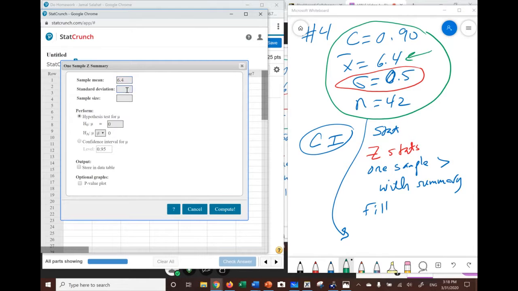And the standard deviation, which is sigma, is 0.5. And the sample size is 42 in this problem. And then they want us to find the confidence interval. So the confidence interval is this here.